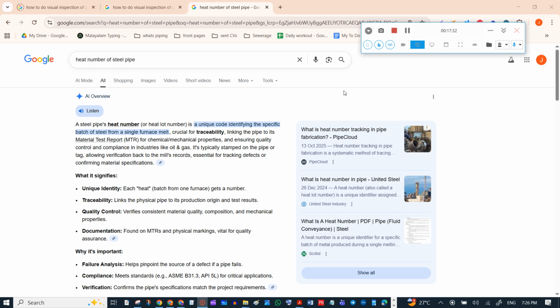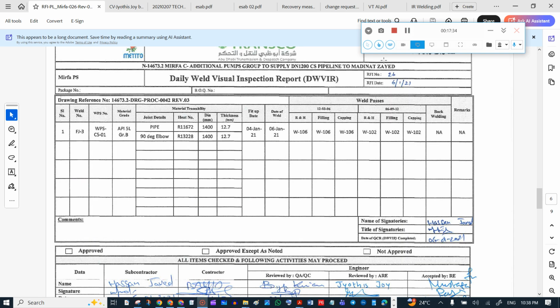So that's the heat number. The heat number we discussed. Then our diameter, thickness is 12.7, fit up date of the weld, then the root and hot pass, filling, capping. There are two welders, that's why it is W106 and W102. No back welding, and remarks is not applicable.